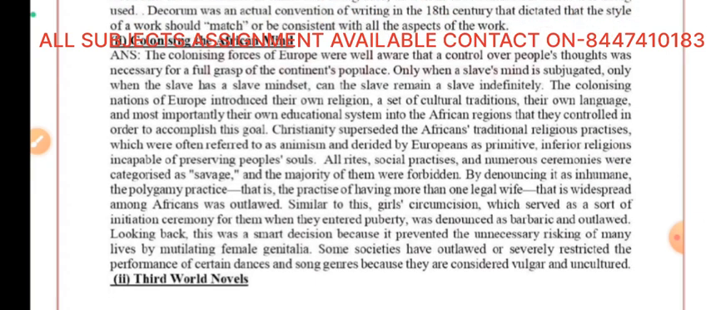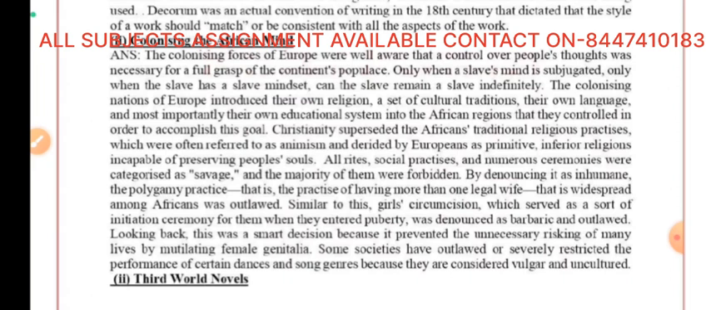Second is colonizing the African mind. The colonizing forces of Europe were well aware that a control over people's thoughts was necessary for a full grasp of the continent's populace. Only when a slave's mind is subjugated, only when the slave has a slave mindset, can the slave remain a slave indefinitely. The colonizing nations of Europe introduced their own religion, a set of cultural traditions, their own language, and most importantly, their own educational system into the African regions that they controlled in order to accomplish this goal.